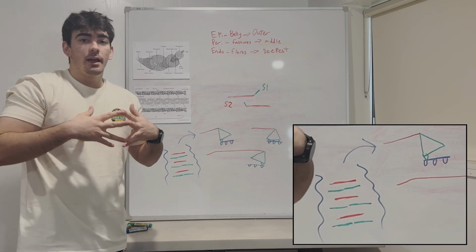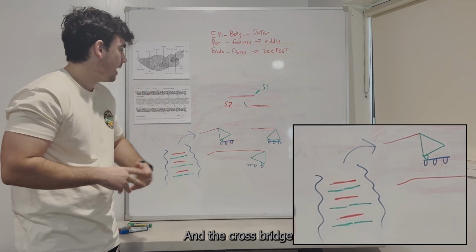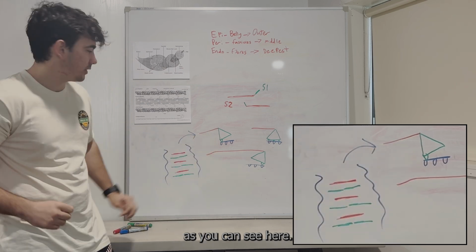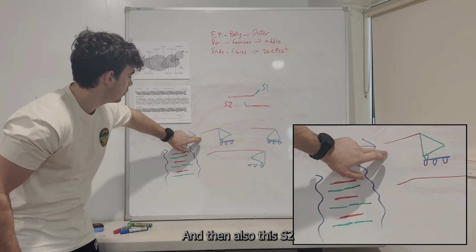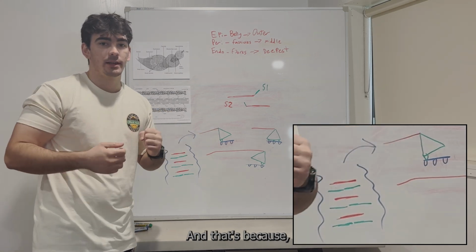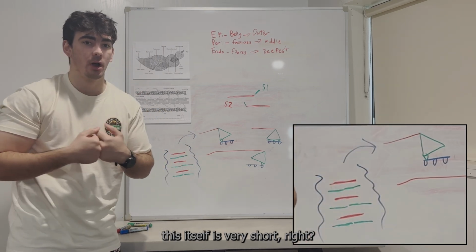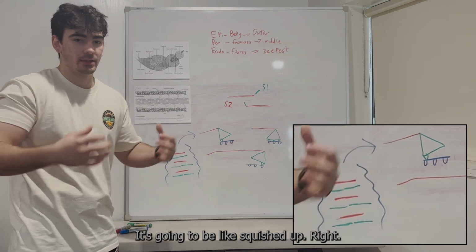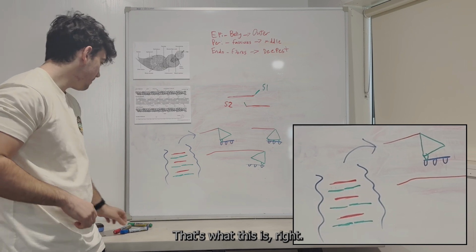When they're close, there aren't that many cross bridges that can be happening at a single instant, and the cross bridge connection is pretty weak, as you can see here, a very weak connection. Also, this S2 segment is very short, and that's because this itself is very short, so it can't be long. It's got to be squished up, all crammed.